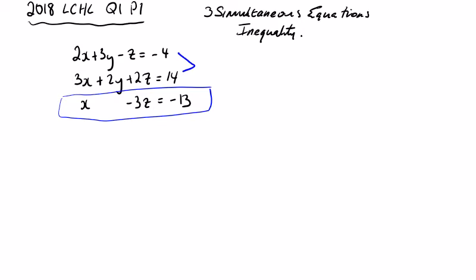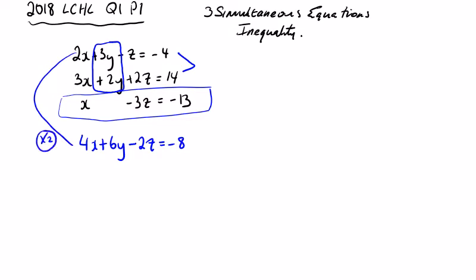So if we multiply the top line by 2, we're going to get 6y, and the bottom line by minus 3, we're going to get 4x plus 6y minus 2z is equal to minus 8. So we're multiplying this one by 2. Always double check your work with these 3 simultaneous equations, as it's easy to make mistakes.